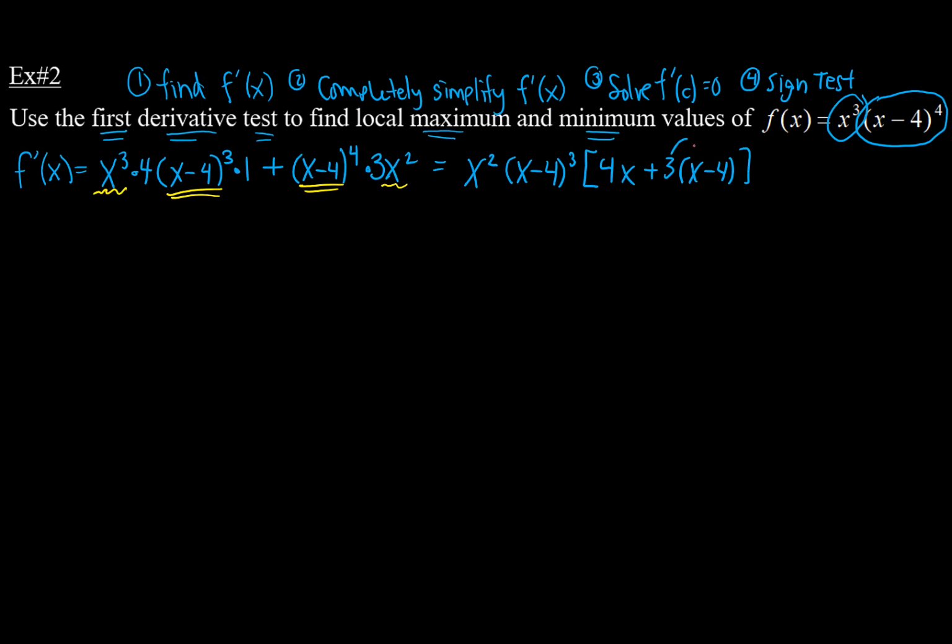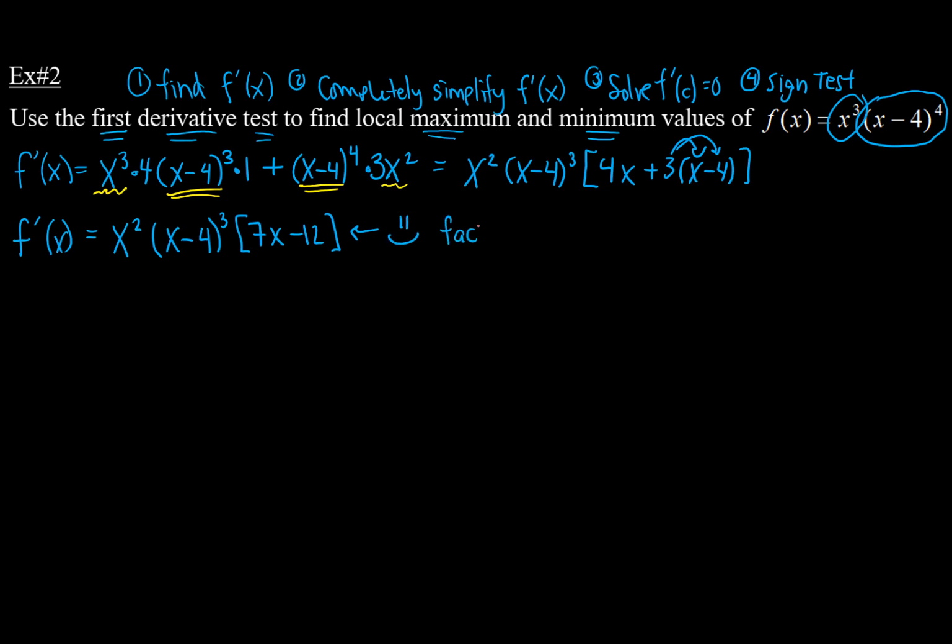All right, now I need to distribute this out and combine like terms. And I'm going to end up with 3x minus 12, so I'm going to end up with 4x and 3x gives me 7x, and then minus 12. All right, this is completely simplified.